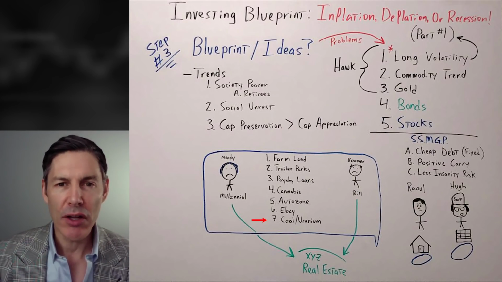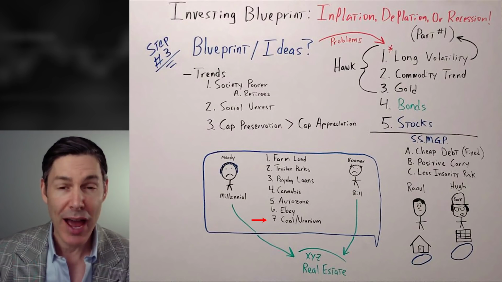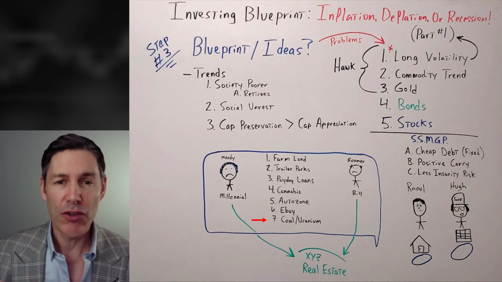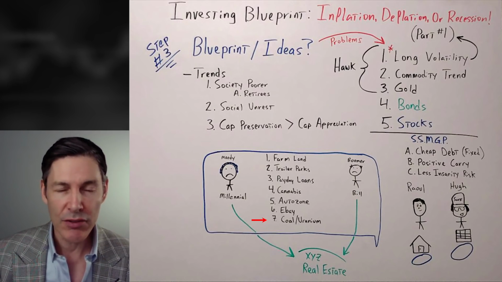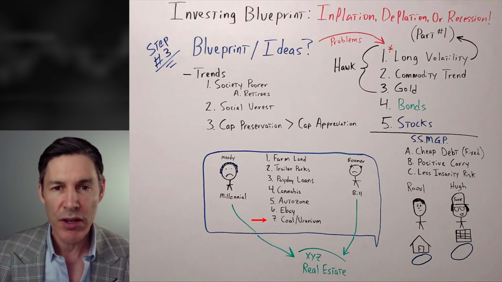Coal and uranium. I know this may sound a little weird, but if we go into a recession or depression, I think the last thing on politicians' minds, or the last thing they'll be talking about, is green energy. I'm not saying this is right or wrong. All I'm saying is, if society is getting poorer and we're really struggling economically, we're going to look for the cheapest, most efficient energy source possible.